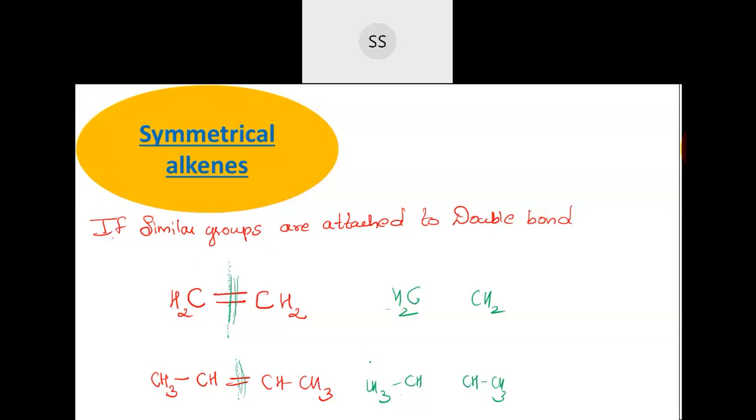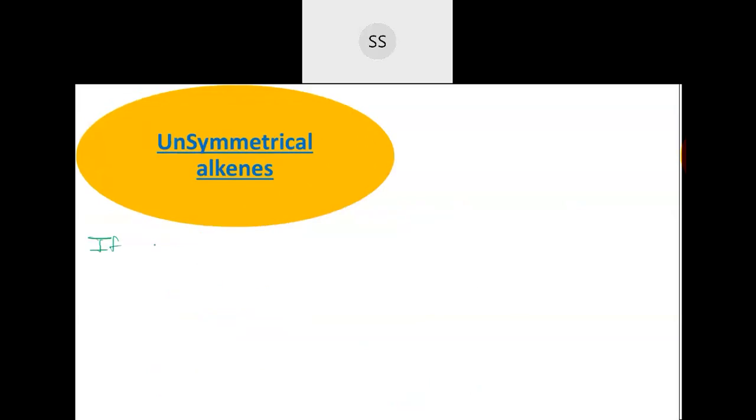Now let's see what an unsymmetrical alkene is. An unsymmetrical alkene means different groups are attached to the double bond. If different groups are attached to the double bond, then we call it an unsymmetrical alkene.